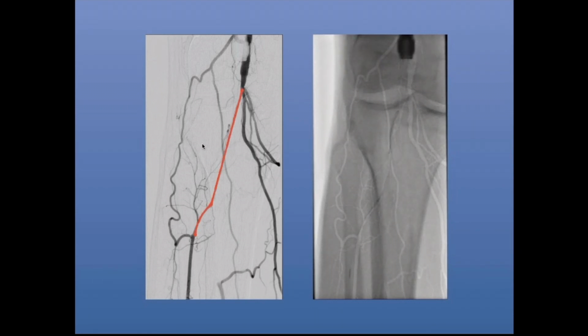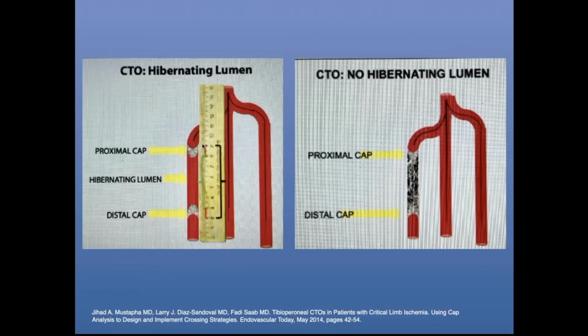And you can see that with a classic technique, it literally took 5 seconds. So it shows you that analyzing your angiogram, looking at the proximal and distal caps, is very important and can sometimes make things easier in the long run.